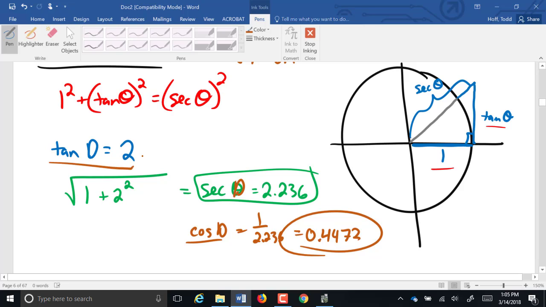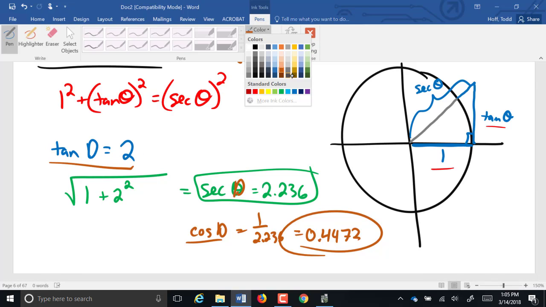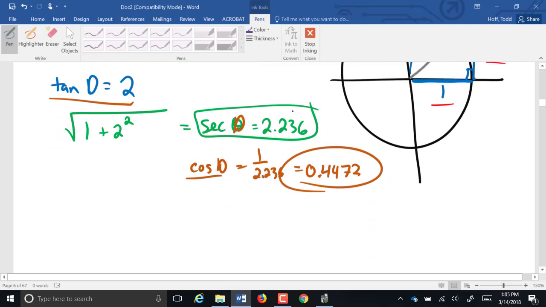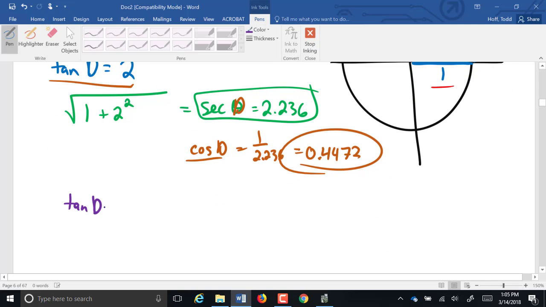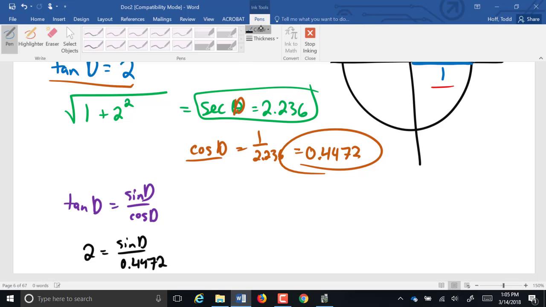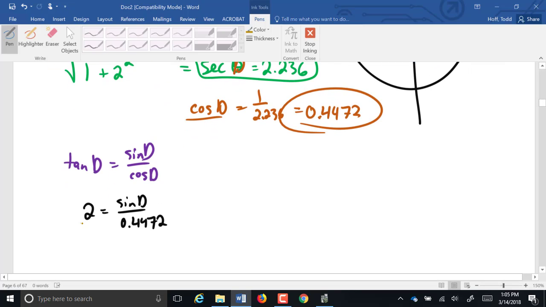We have the tangent and the cosine. How would we find the sine? Well, tangent of d is equal to sine of d over the cosine of d, right? We know the tangent is 2. We know the cosine is 0.4472. We would make that into a proportion and cross multiply and divide. 2 times 0.4472 divided by 1 is 0.8944 equals the sine of angle D.